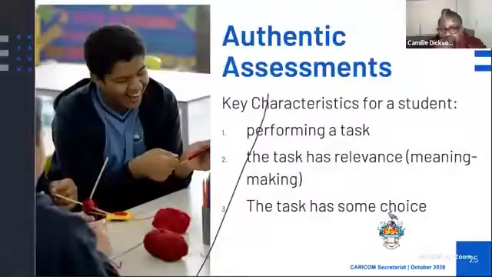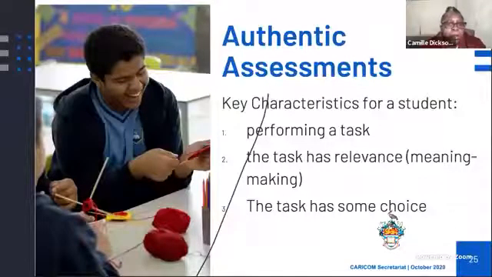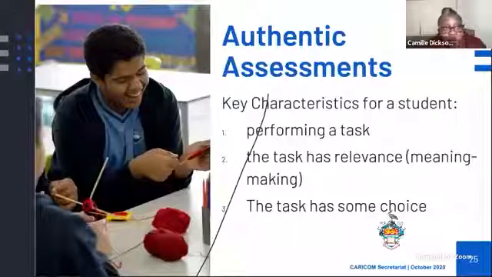So authentic assessments, their key are that they perform tasks. They allow the students to perform some form of task. They have to do something. It comes back to those two triangles we showed you. They have to be active. And a task has relevance. It makes meaning. There's one key characteristic for a student is that the task has some measure of choice. You don't have to give them a whole bucket full of choices, but it has to have some choice in there so that they can feel some ownership towards it.